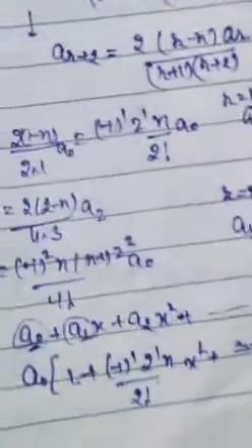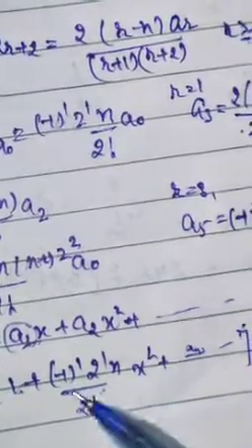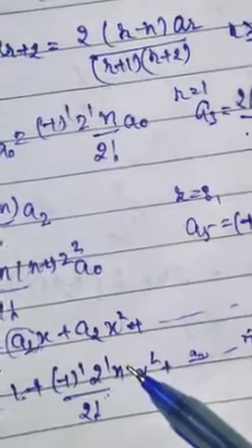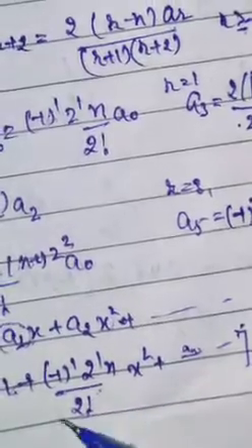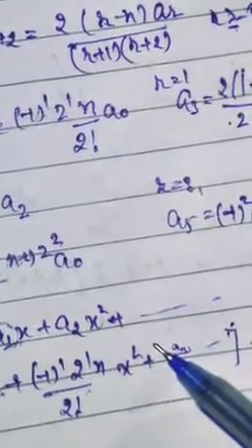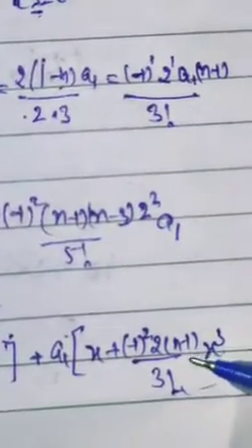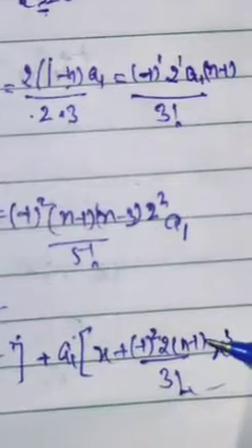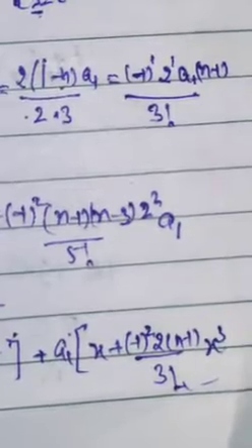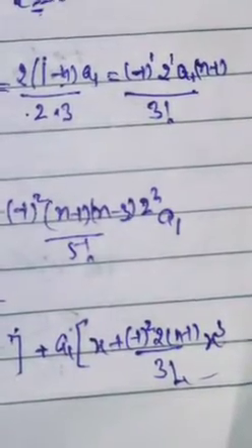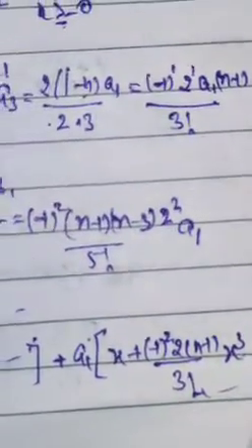What is the kth term for even terms? This is minus 1 raised to the power k, 2 raised to the power k, n into n minus 2 into n minus 4 up to n minus 2k plus 2 over 2k factorial x raised to the power 2k. And what is the kth term in the odd terms? This will be minus 1 raised to the power k, 2 raised to the power k, n minus 1, n minus 3, n minus 5 up to n minus 2k plus 1 divided by 2k plus 1 factorial x raised to the power 2k plus 1.